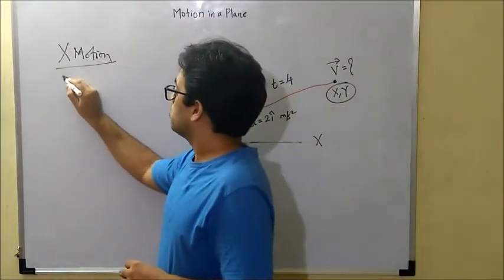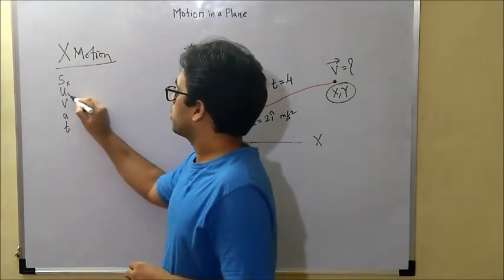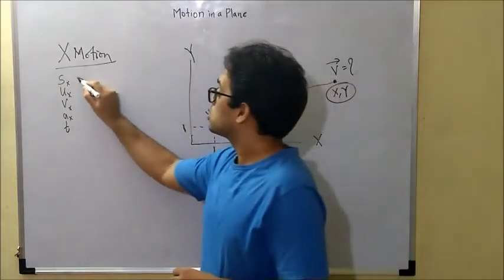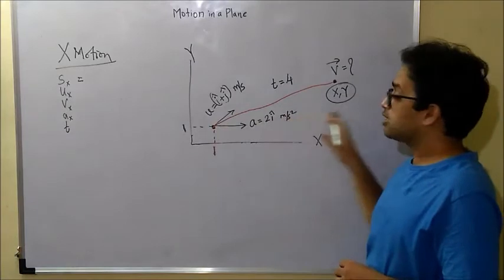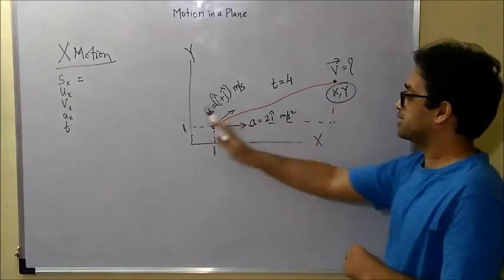In x motion, write SUVAT. Or you can even put the suffixes. For t, you don't need to put anything. So Sx. Now Sx, that is displacement in the x direction. So basically this motion is analyzed only in the x direction.